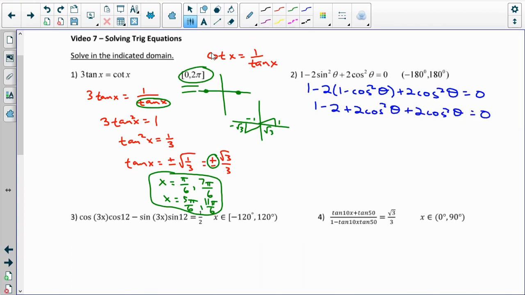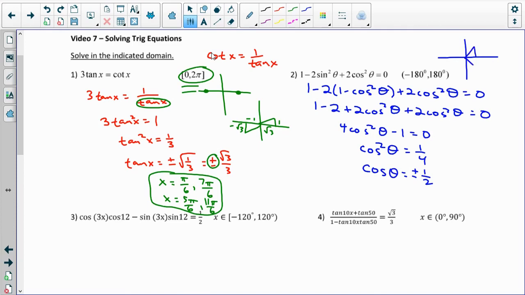So now let's combine terms. I have 4 cosine squared minus 1 equals 0. So cosine squared equals 1/4, which means cosine theta equals plus or minus 1/2 when I take the square root of both sides. Cosine of theta is equal to 1/2 at 60-degree reference angles in the first and fourth quadrants, and it's equal to negative 1/2 at 60-degree reference angles in the second and third quadrants.